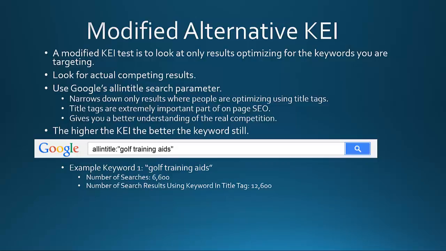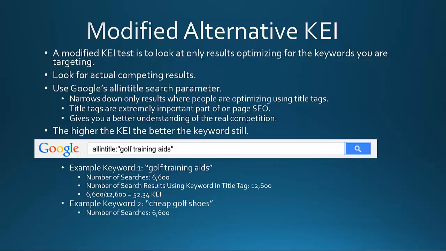When you do the actual keyword in the title tag, you find that there is a KEI now of 52.34. So we've really vastly improved the KEI because now we have 6,600 searches and 12,600 results, because there's only 12,000 sites instead of the 50 million or whatever the number was that are actually looking for that. We've now narrowed it down to where there's only 12,000 competing sites. That gives us a KEI of 52.34.